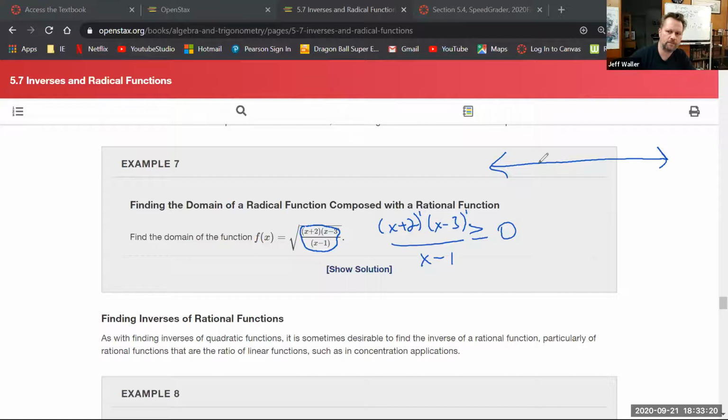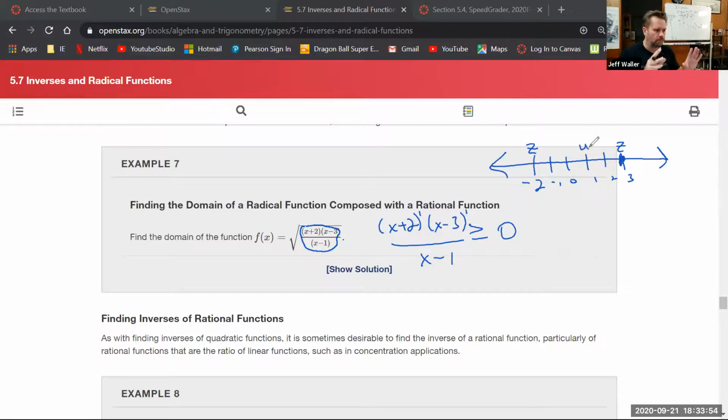Where's this thing 0? What values is this thing 0? -2 and 3. There you go. So here's what I do. I put a little z over those because it's 0. Where is it undefined? 1. So what am I going to put up there? I don't know, like a U.